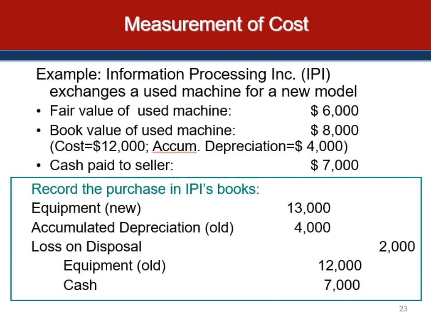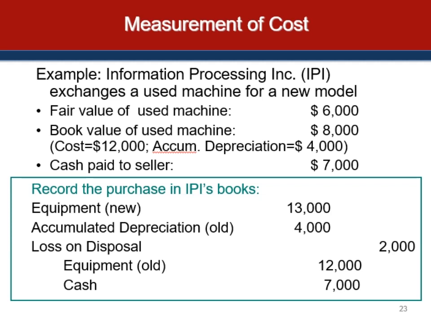The fair value of the used machine is $6,000. The book value of the used machine is $8,000. Original cost of $12,000 minus accumulated depreciation so far of $4,000. So they paid the cash. They paid cash of $7,000 to the seller, to the vendor, the seller. It says right there, seller. So how would you record the purchase in their books? Well, you would record the new equipment at the cost of $13,000, and that would be the fair value of the used machine you gave up, and the cash paid to the seller of $7,000. And you'd have to get rid of the old machine.